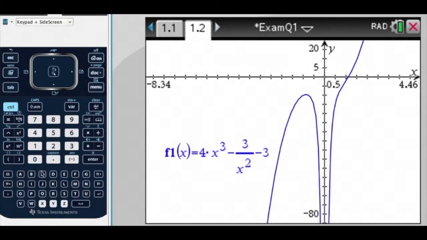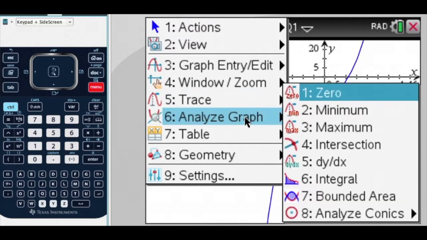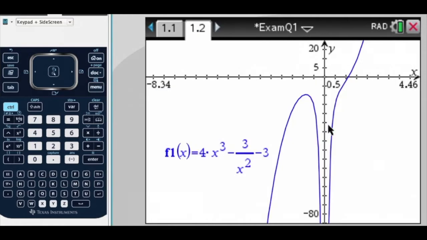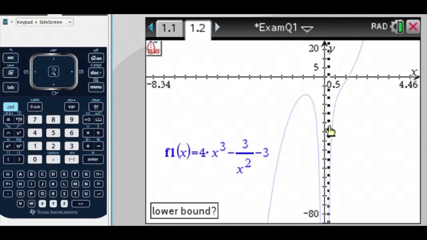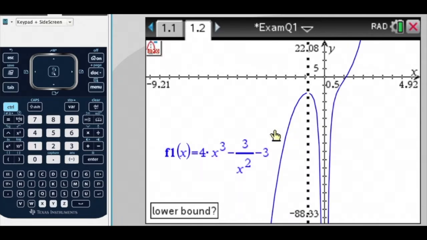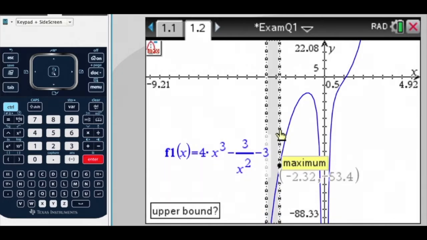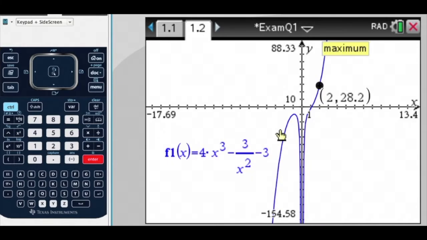So let's find the maximum point. So we go Menu, Analyze Graph, Maximum. Now we said our interval was between -3 and 2, so it's a little hard for me to see exactly where -3 is. So instead of just clicking on a point and dragging this lower bound around, I immediately type -3 and then press enter, and it's taken my lower bound as -3, and then for the upper bound I immediately type 2, press enter, and it's accepted my upper and lower bounds and said that the maximum is here at the point (2, 28.2).